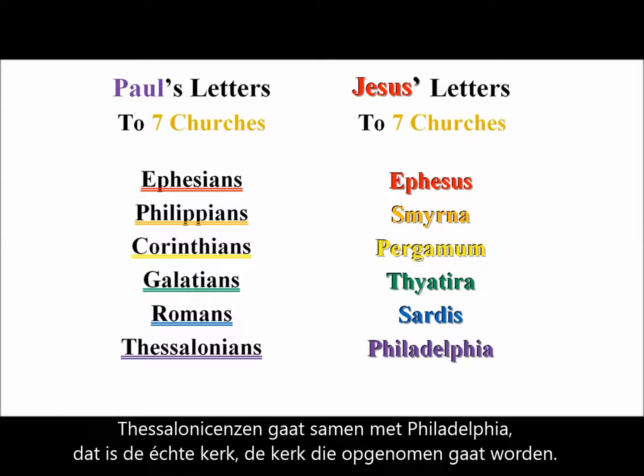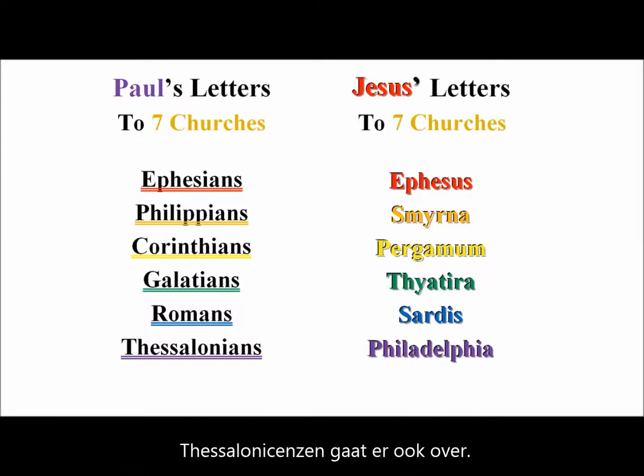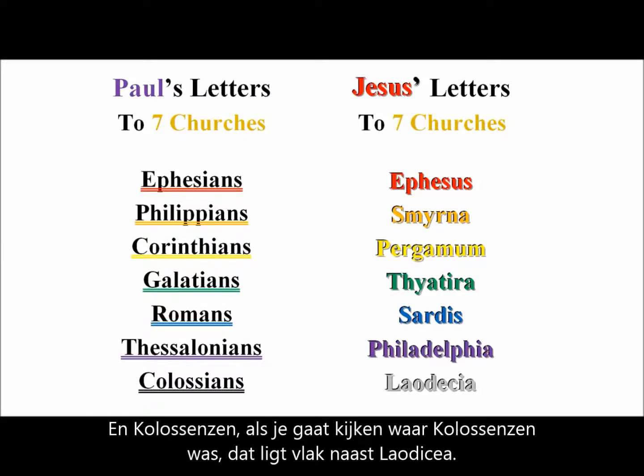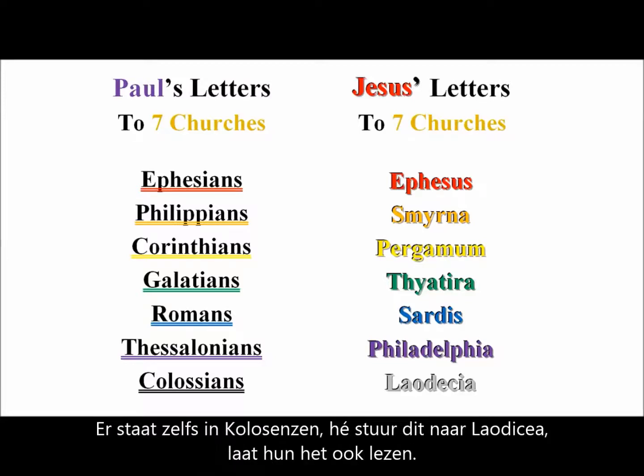Thessalonians ties in with Philadelphia. Philadelphia, we're the true church. This is the church that's going to be raptured away. Thessalonians covers the rapture. And Colossians, if you look to see where Colossae was, it's right around the corner from Laodicea. It even says in Colossians, hey, send this letter over to Laodicea, let them read it.